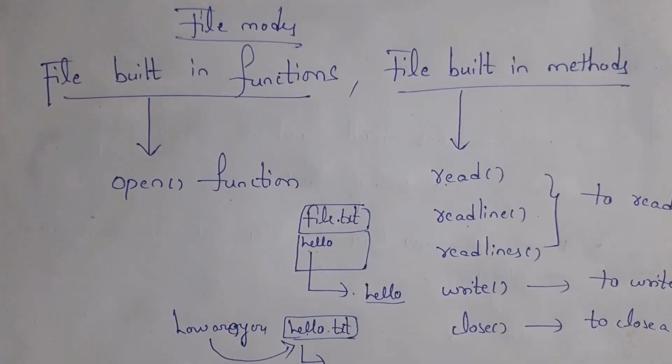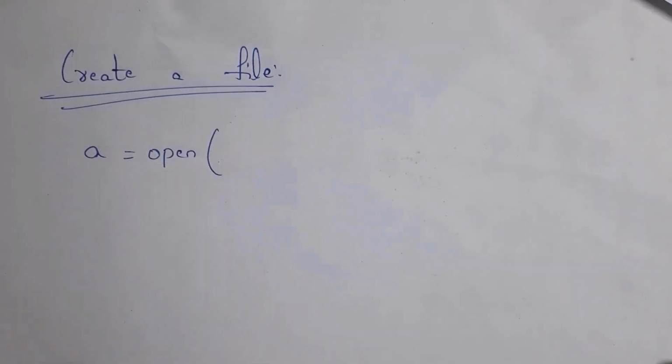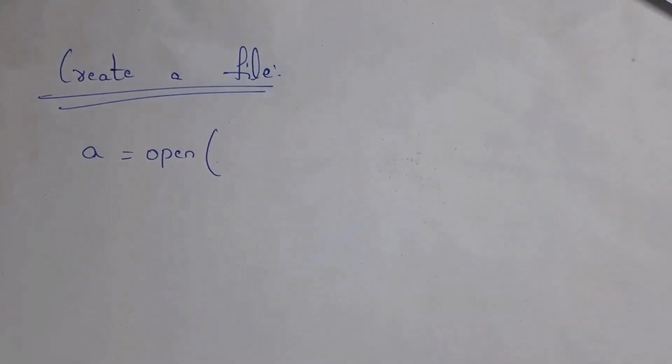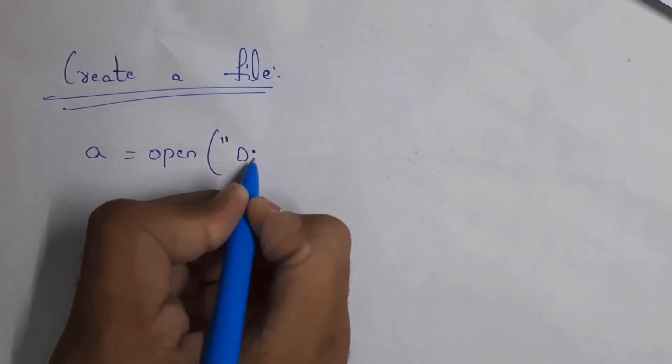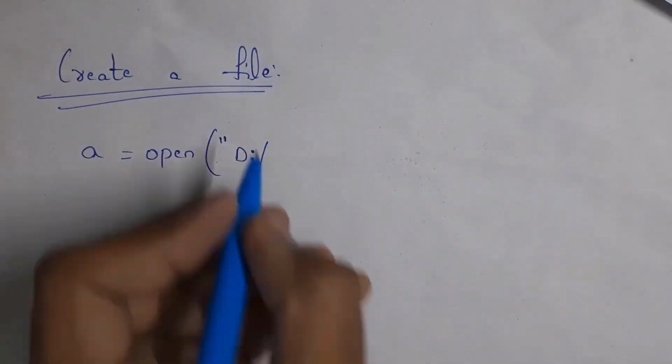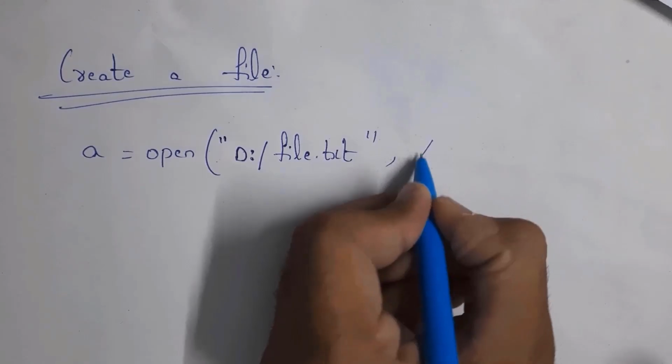Guys, I will give some examples so that you can clearly understand what is the use of these file modes, file built-in functions and file built-in methods. At first, I will explain how to create a file. At first, write a equal to, take the open function. Inside the open function, for example, I want to create a text file. The text file name is file.txt, and I want to create that file in local disk D. So inside the open function, write in quotations D:\file.txt, close quotations, comma, x mode.